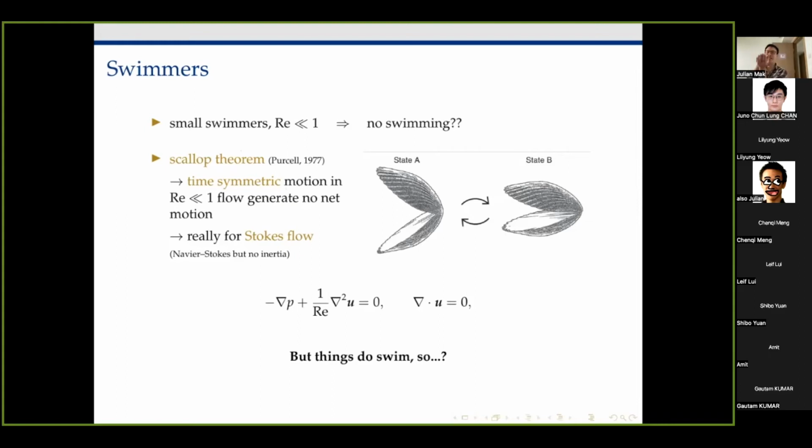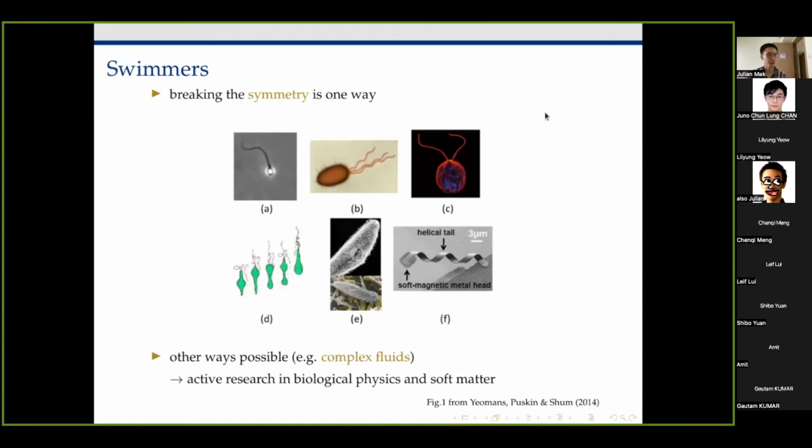So you just don't do this. One thing you could do is you do this. You swirl around. That's what a lot of microorganisms actually do. Here is a picture taken from a review paper led by Julian Mak at Oxford Physics, I think. These are some pictures of microorganisms and how they swim. Panel A is sperm, I think. What you do is you whip it around in a helical way. If you do it in a helical way, you break the time symmetry, so you introduce some sort of chirality into it. That gives you some sort of propulsion.